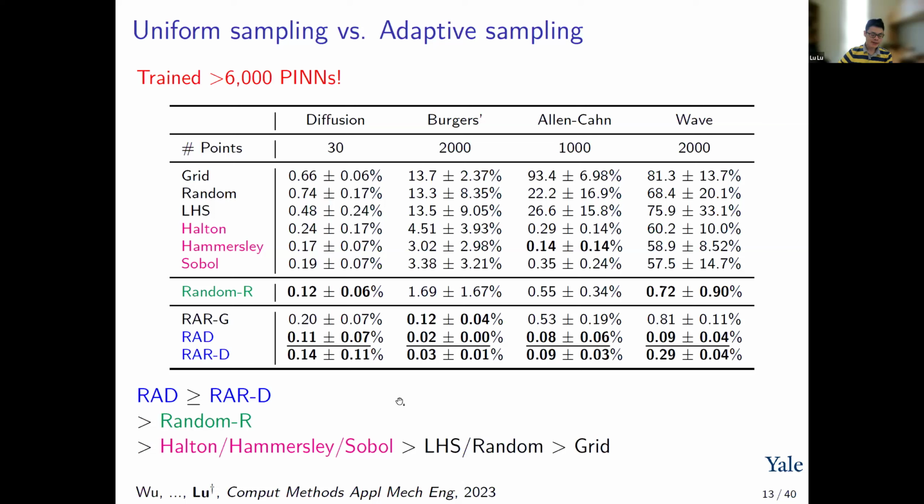So as an overall suggestion, adaptive sampling usually works much better than deterministic or fixed sampling strategies. And even for fixed sampling, the grid is always not a good idea.